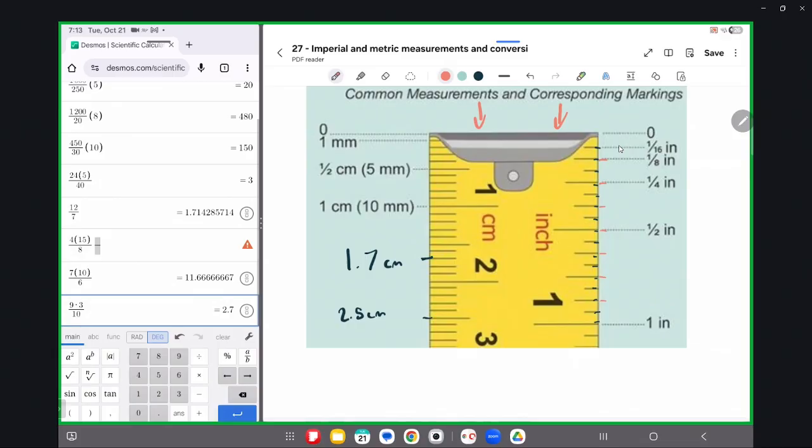Then we have the 1/4 inch. Those occur, those are the next size dash up. And there's 4 of those. And then the 1/2 inch.